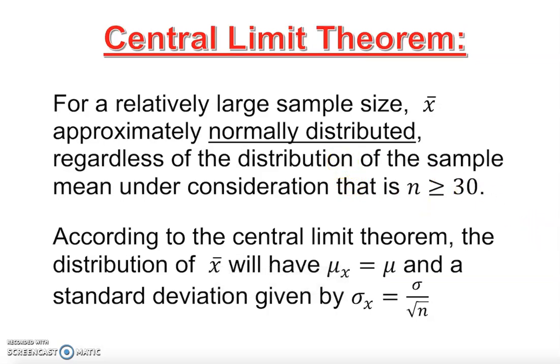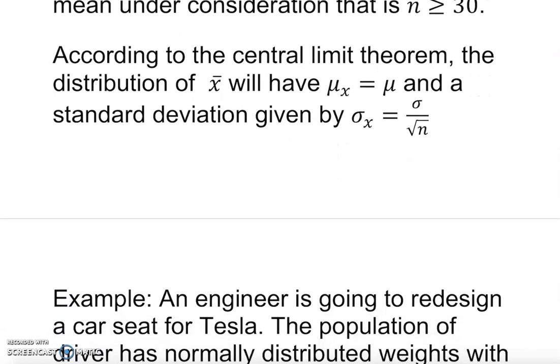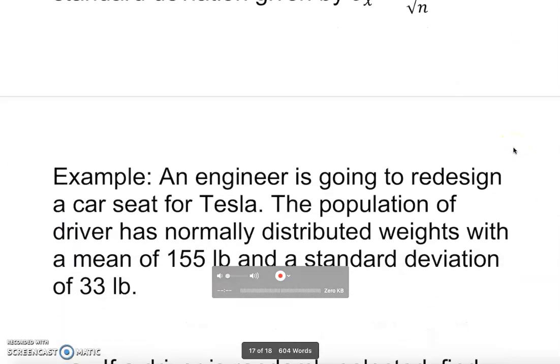Okay, now I want to make sure we understand this one here on the bottom. According to the central limit theorem, the distribution of the sample mean will approximately have the population mean, and a standard deviation given as the standard error of the mean, which is sigma over square root of n. In other words, the population standard deviation over the square root of the sample size. Okay, so let's do a problem.